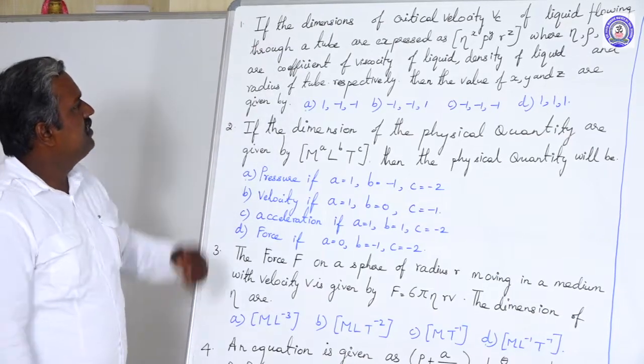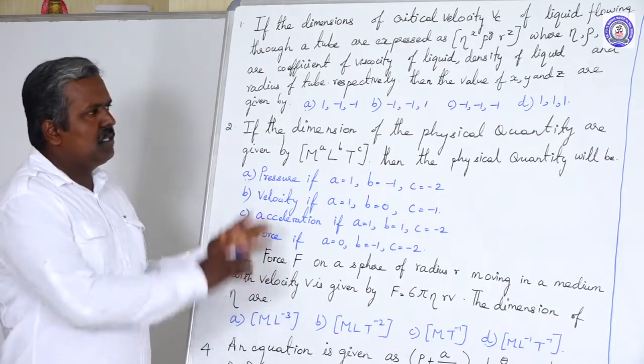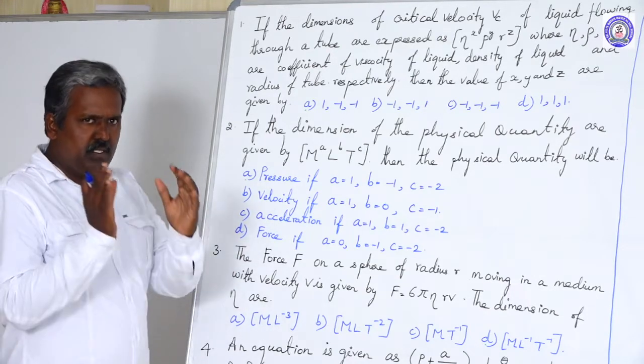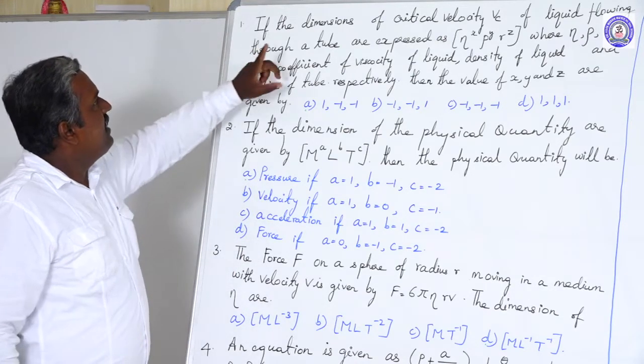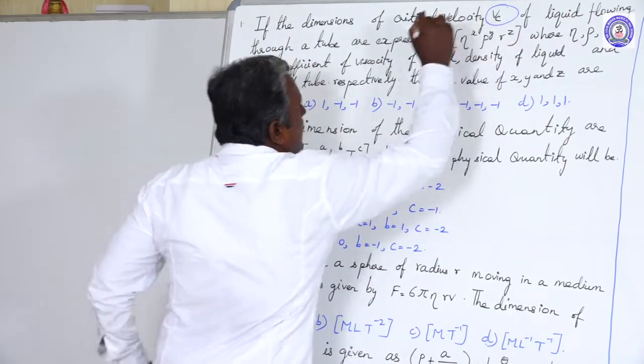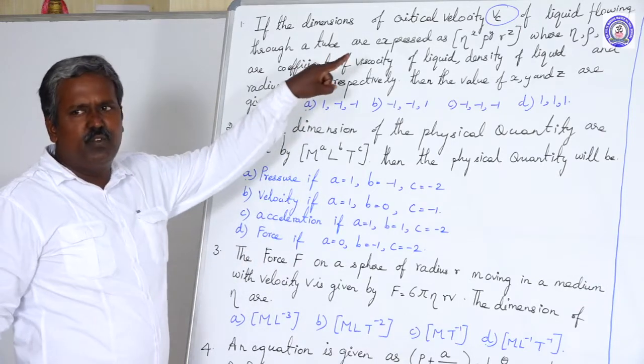First question. This question is related to AIPMT. So listen properly. If the dimensions of critical velocity, Vc, what is critical velocity? We already discussed this in fluids.